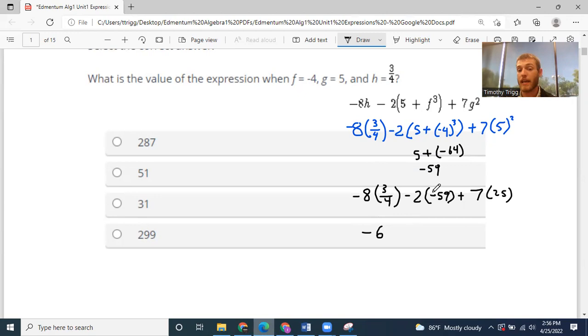Here, where you have a negative times a negative, right? -2 times -59. So that makes positive. Negative times negative is positive, and we multiply these together. So that's 118. Plus 7 times 25, I believe that's 175. Okay, and then you add these together. So -6 plus 118 is 112 plus 175, which gives us 287.